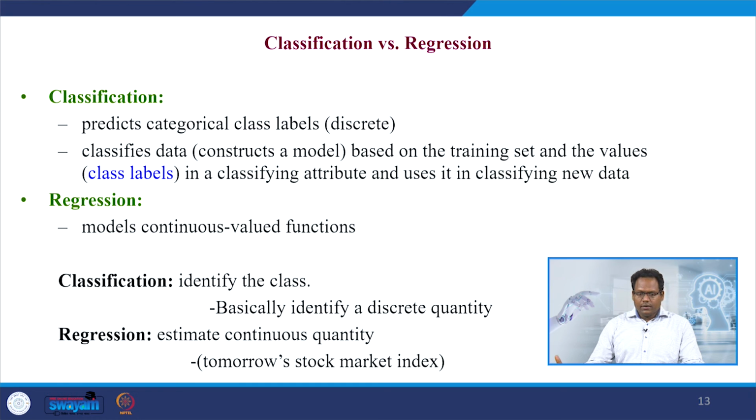A basket having differently colored balls or apples will be segregated based on the colors of the apples. So, they are coming under 3 classes, let us say 4 classes. So, each class 1, 2, 3, 4 becomes a discrete quantity. And regression models continuous valued functions. Thus, classification is to identify which class, and regression is to estimate a continuous quantity.